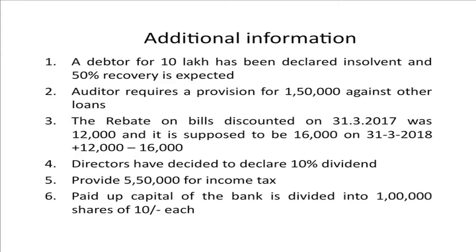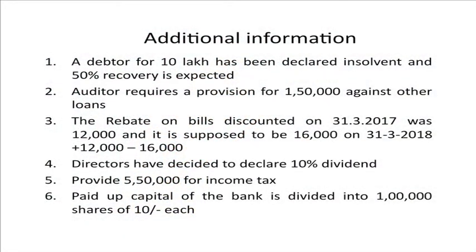The first one is a debtor for 10 lakh has been declared insolvent and 50% recovery is expected. So we are going to make provision for 50% of 10 lakh, that is 5 lakh. So under the head provisions and contingencies, provision of 5 lakh will be prepared for bad debts. Auditor requires a provision of 1,50,000 against other loans. So provision for other loans would be 1,50,000. It will again fall under the provisions and contingency schedule.